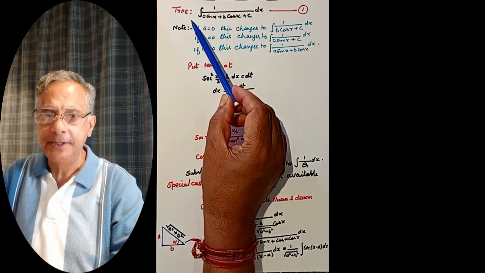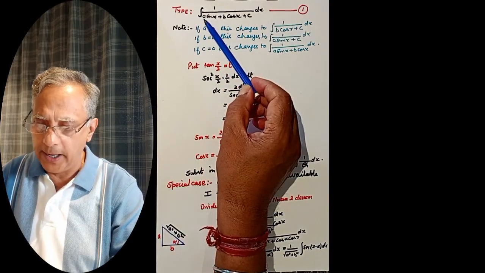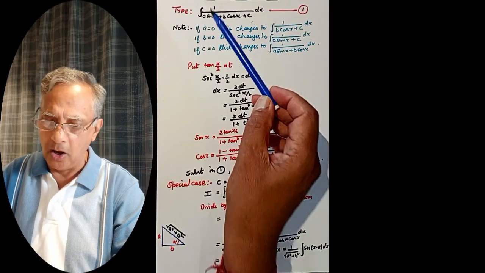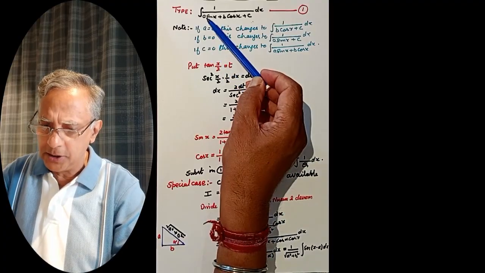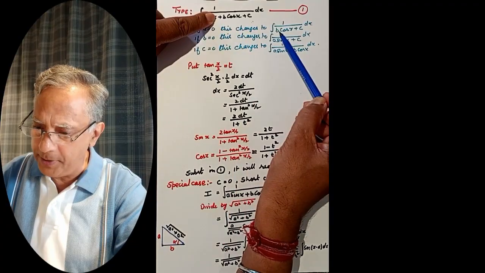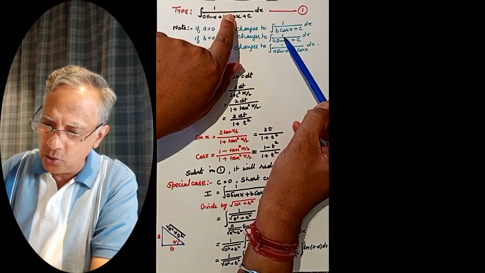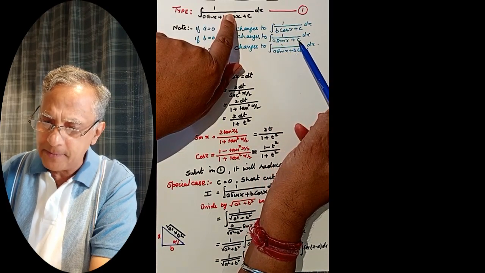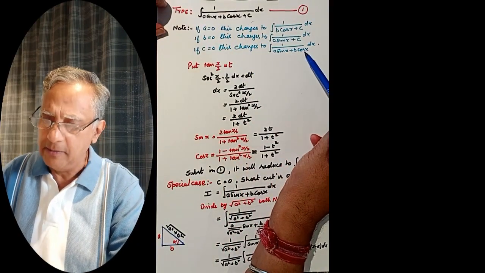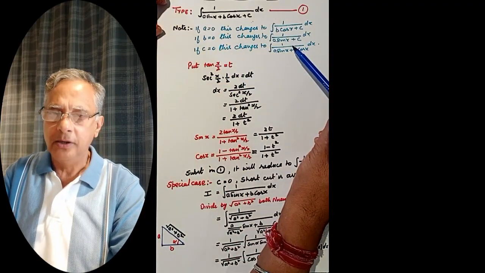The next type of questions I am going to take up are integral 1 over a sin x plus b cos x plus c dx. Now if one of them is 0, say a is 0, this will change into 1 over b cos x plus c. If b is 0, this will change into 1 over a sin x plus c. And if c is 0, this will change into 1 over a sin x plus b cos x. This method is applicable to all these forms.